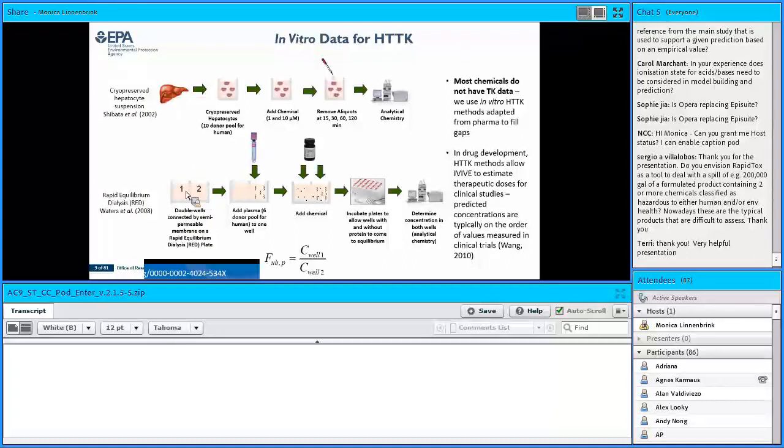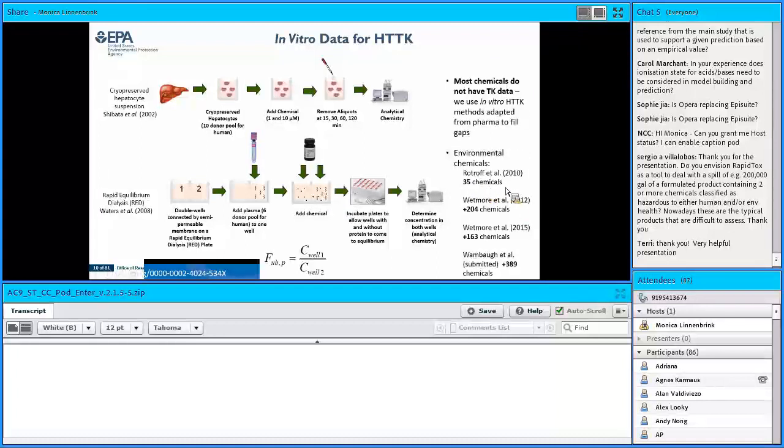But what we get is an assay where you have two wells separated by a membrane. That membrane is permeable by small molecules, so the sorts of chemicals that we're interested in, but it's not permeable by proteins. And so human plasma protein is added to one side, and then you get free chemical on the left-hand side and free chemical plus the chemical stuck to plasma on the right-hand side after equilibrium. And that gives you a fraction of how much chemical is unbound in the presence of protein. Again, you need to be able to measure the chemical concentration on both sides.